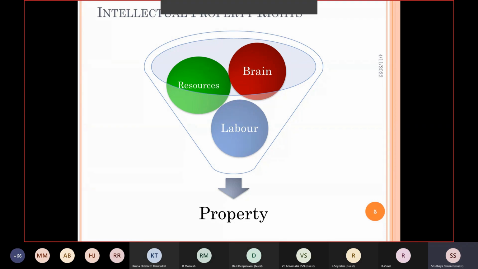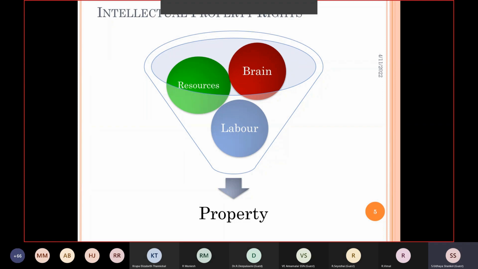When you have resource and labor, you can get a property. That is tangible property. If I want to buy a car, I need money and I need some labor. When I combine these two things, I get a tangible property. Now I am adding my brain, that means my knowledge. Apart from resource and labor, now I am adding my knowledge, my intellectual things, and then I'm getting a property which is intangible in nature. That is called intellectual property. So that is the difference between normal property and intellectual property.